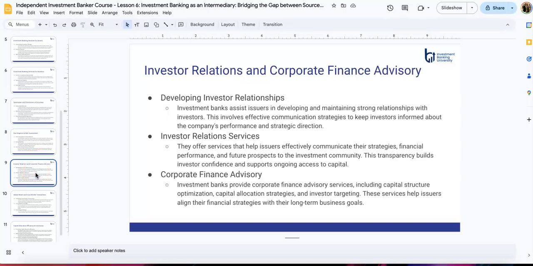Next, investor relations and corporate finance advisory: developing investor relationships, investor relations services, and corporate finance advisory. In terms of corporate finance, we're talking about capital structure optimization, capital allocation strategies, and investor targeting. These services help issuers align their financial strategies with their long-term business goals. In terms of developing investor relationships, we're talking about maintaining strong relationships with investors and communicating strategies to keep investors informed about the company's performance and strategic direction.